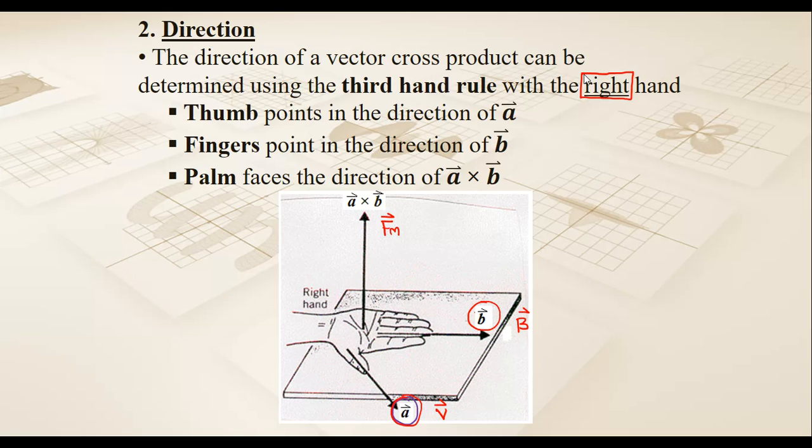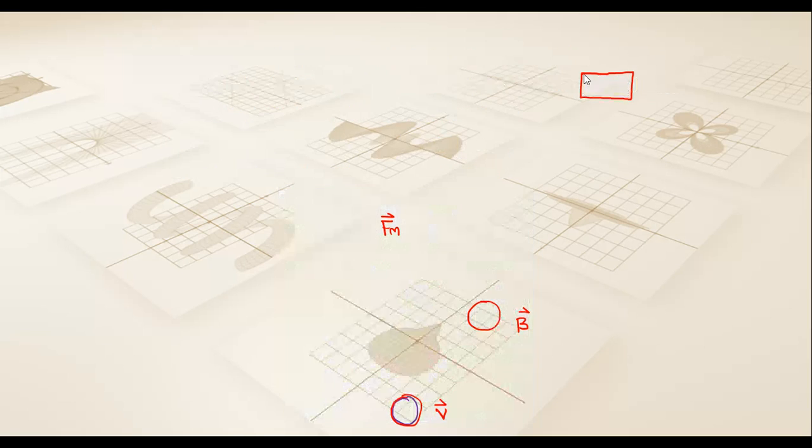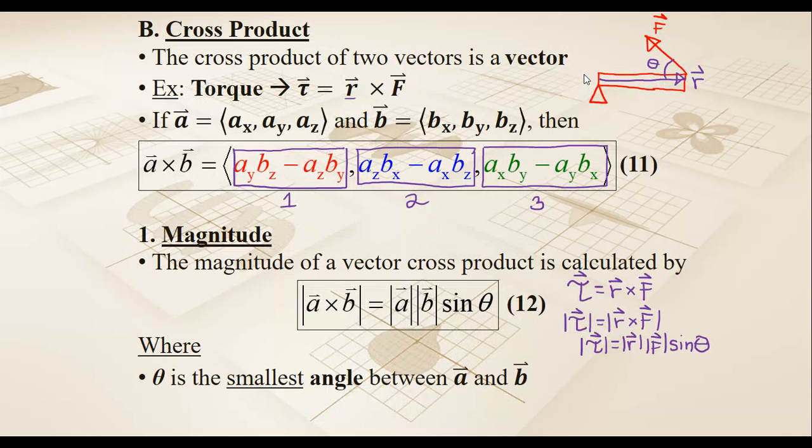So we can actually do this in two different parts. If we wanted to figure out what a vector cross product is, we could use equation 12 to figure out its magnitude.